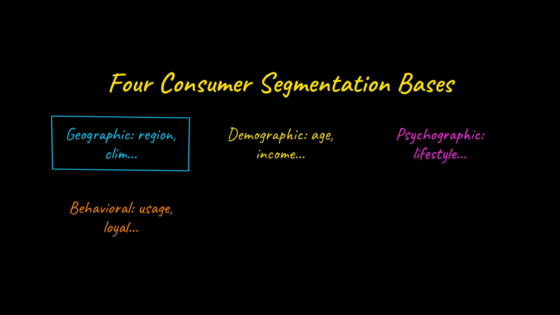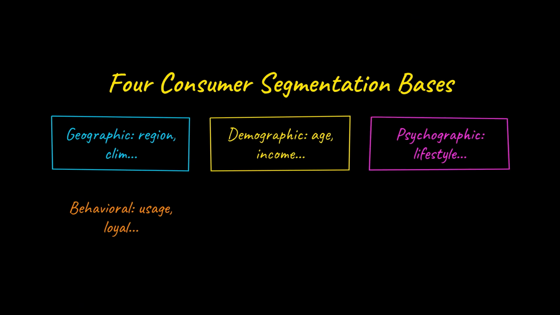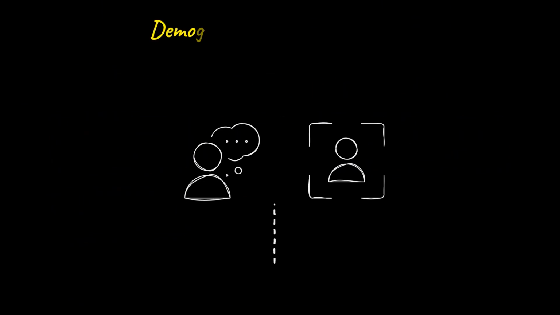Geographic segmentation groups buyers by where they live. Demographic segmentation groups them by concrete, measurable traits like age, income, gender, and household size. Psychographic segmentation reaches past those facts to lifestyle and values. Behavioral segmentation divides buyers by their relationship to the product, including usage rate, loyalty, and purchase timing.